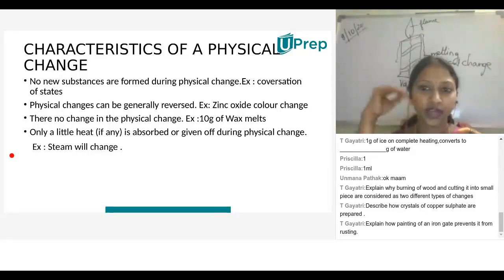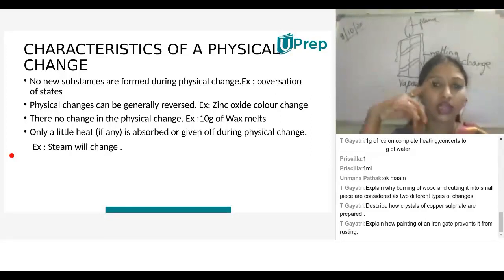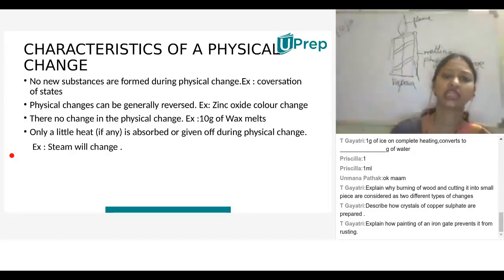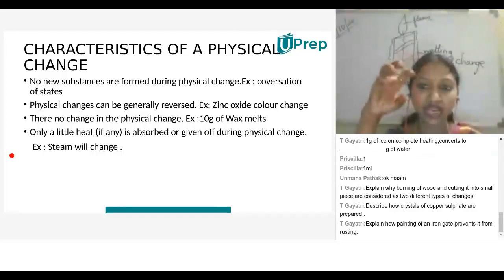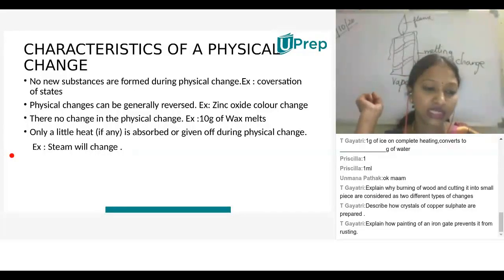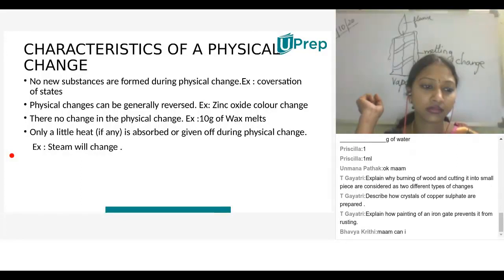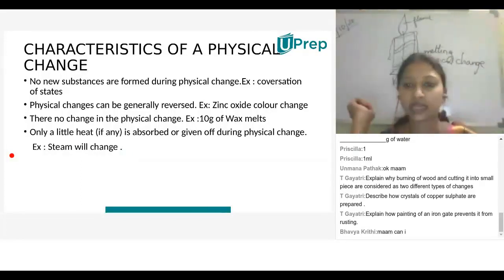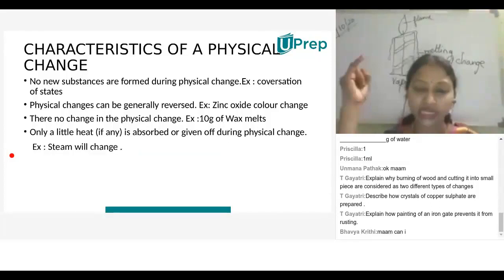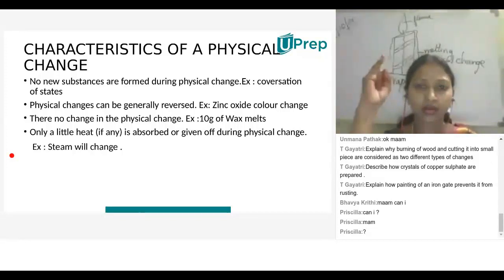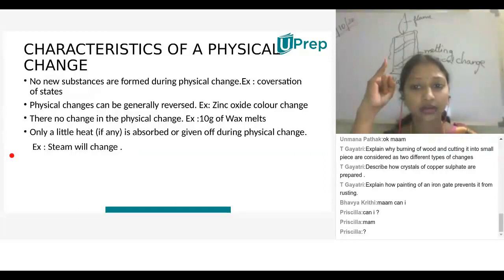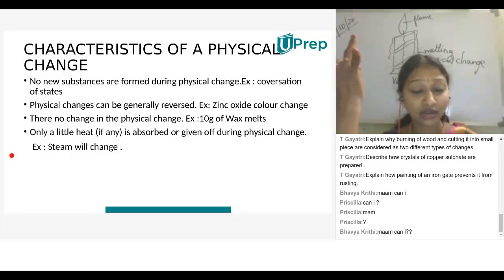Very good, excellent. Sayed and Vatsala, this question is for you. Tell me any other preventive measures used to prevent metal from rusting. Sayed, tell me. Painting it. Very good. Painting Bhavya already said. What about the remaining? Electroplating. Very good. Electroplating, and galvanization.